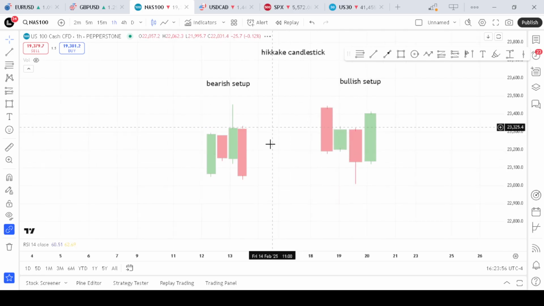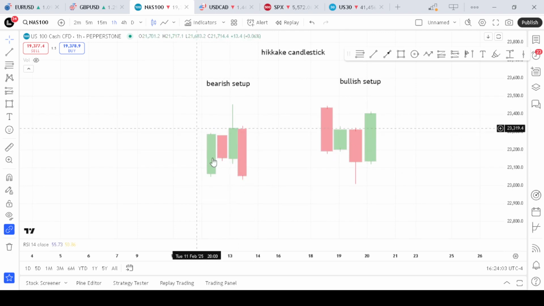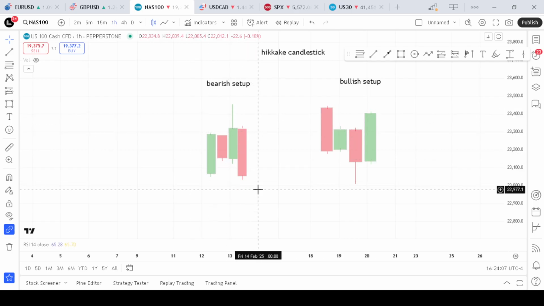The third key step is the reversal move. After trapping the breakout traders that are willing to take the breakout of this inside bar, price quickly reverses in the opposite direction, triggering their stop losses and creating momentum for a sustained move.